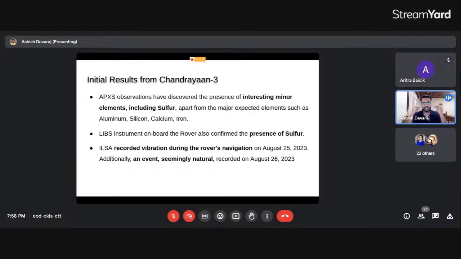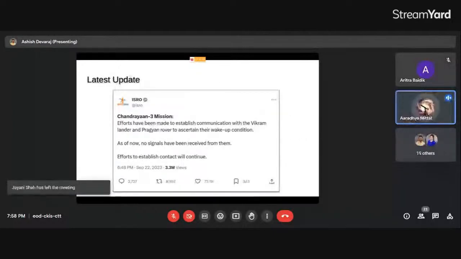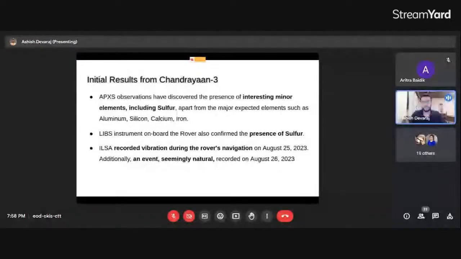So we have one recording of an event, but that is also an initial result. It was seemingly natural. There can be two types of vibrations. For example, if you are standing on the ground and a heavy vehicle passes through, you will feel the vibration, right? Similarly, when the rover was going around on the surface, it caused some very low vibrations on the surface of the moon. That was detected by ILSA.